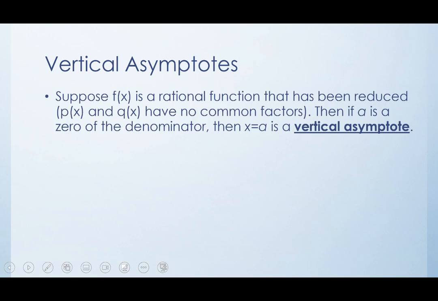All right, so we're going to focus on vertical asymptotes now. We're going to suppose that f of x, of course, is a rational function that has been reduced, which means that p of x and q of x have no common factors. All right, so that's an important thing. Then if some x location, x equals a, is a 0 of the denominator, then we would say that the line x equals a is a vertical asymptote.